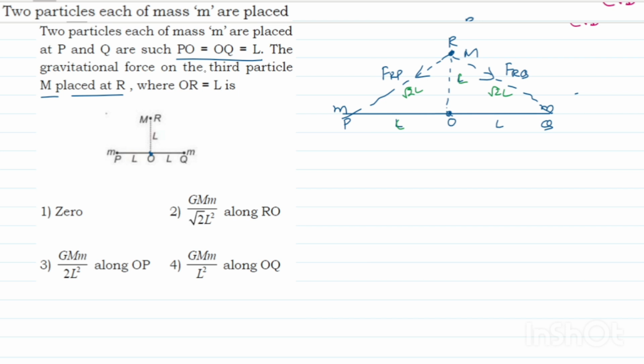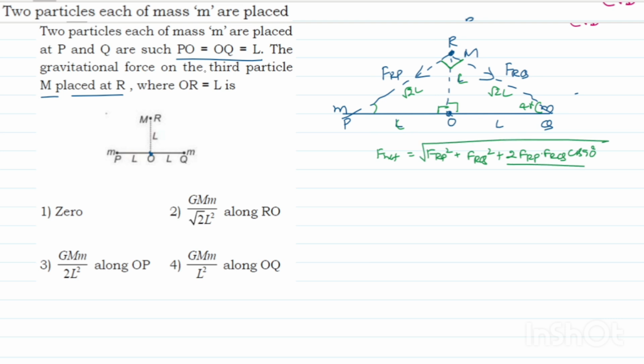Here this is 90 degrees, so both the sides will be equal. This is 45 degrees, and the angle between these two force vectors will be 90 degrees, and this is also 45 degrees, because two sides are the same. And the net resultant force F net equals FRP square plus FRQ square plus 2 into FRP into FRQ into cos 90.